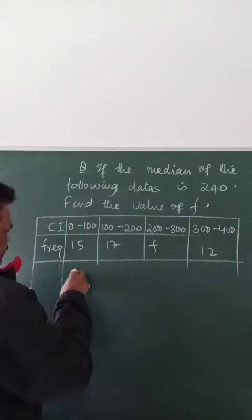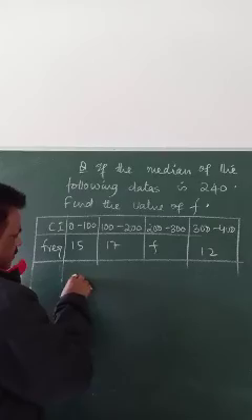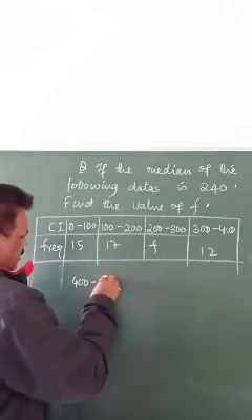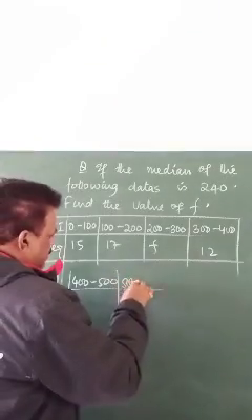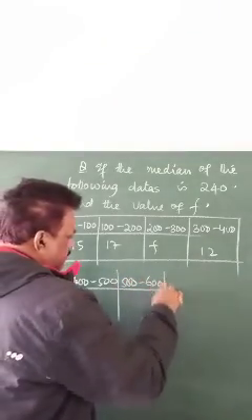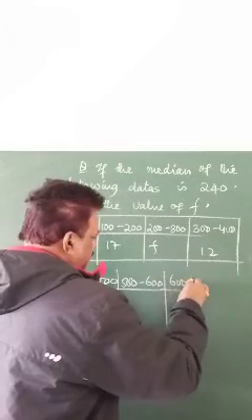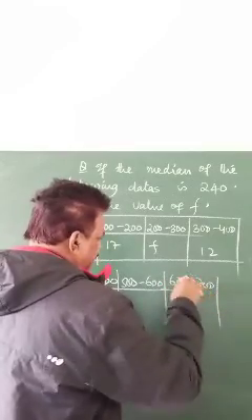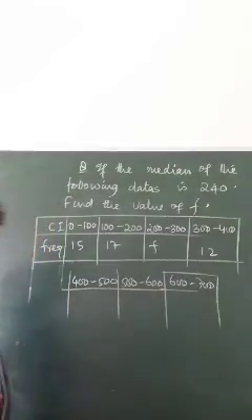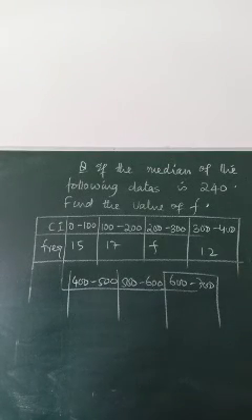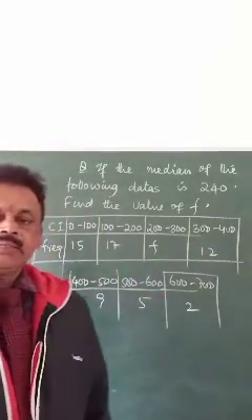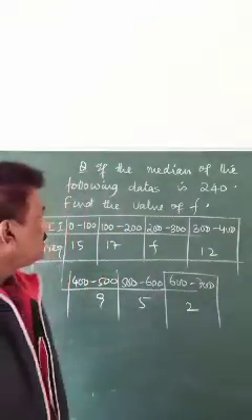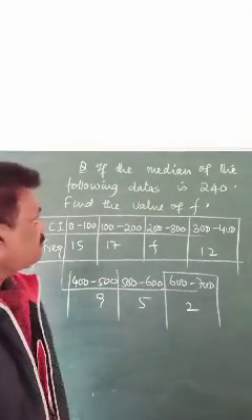Then again 400 to 500, 500 to 600, 600 to 700, and the frequencies are 9, 5, 2. In the mean we have done a question like this. Let's see how to find it in the median.